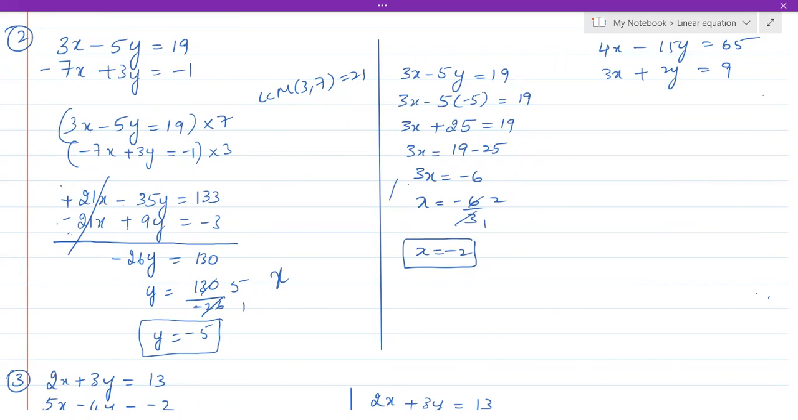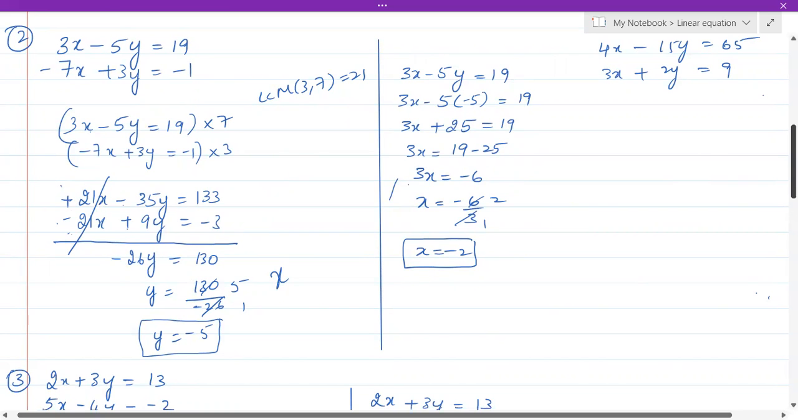133 minus 3 gives you 130. On solving this, you will get the value of y. Once you get the value of y, you can substitute in any one of the equations, first one or second one. I've taken the first one and substituted. I've got the value of x. So this is regarding the elimination method.